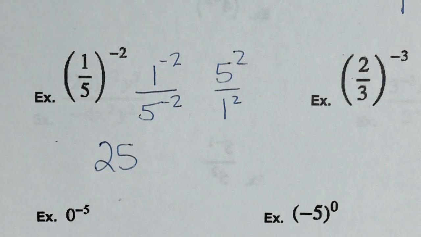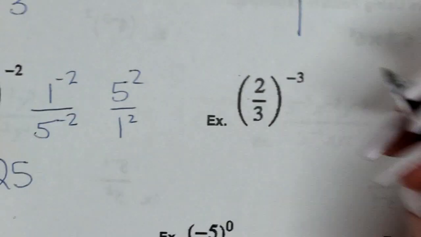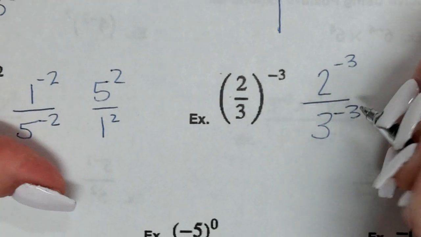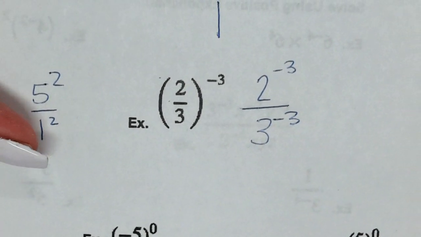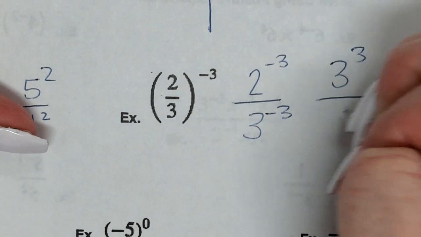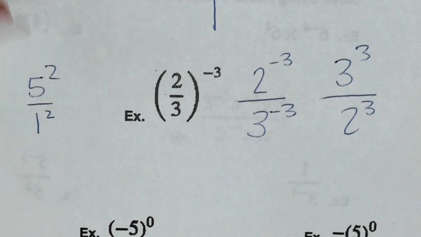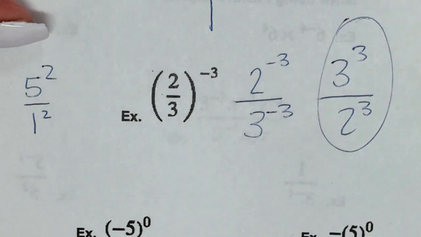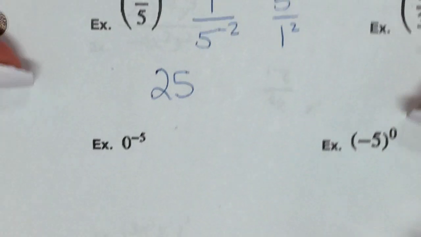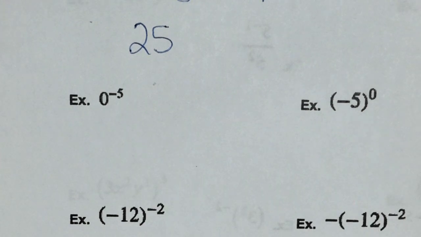Are we okay? Yes or no? This one, 2 being raised to the negative 3, 3 being raised to the negative 3. So what's going to happen? Yep, so 3 to the third on top, 2 to the third on bottom. Now, before we do the next one, this is on your assignment, so you better be listening. I'm giving you the answer. Are y'all with me?